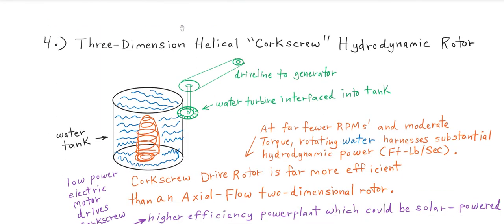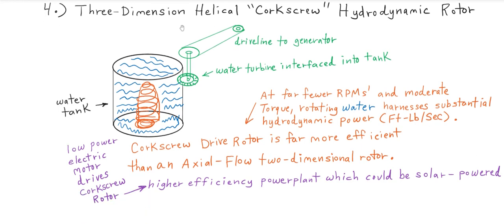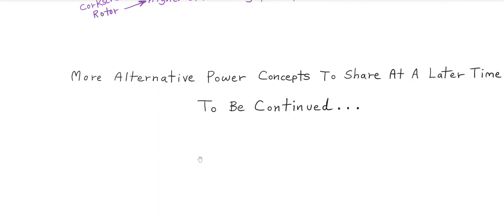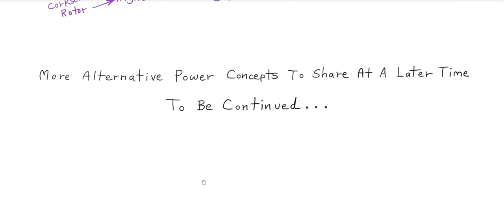And then lastly, we have the three-dimensional hydro corkscrew rotor to amplify a substantially greater amount of mass contained in a fixed geometry, that of a cylinder, rotating and reaching greater and greater hydrodynamic power output and potential. So the last part, more alternative power concepts to share at a later time, to be continued.